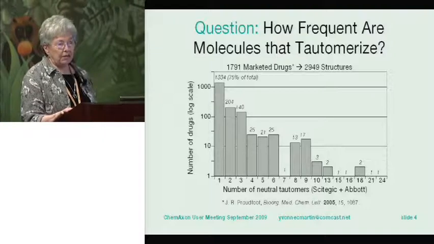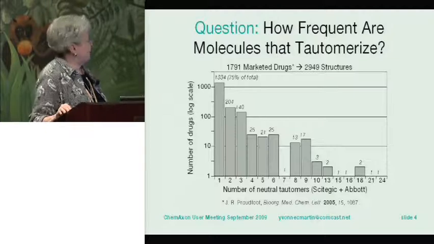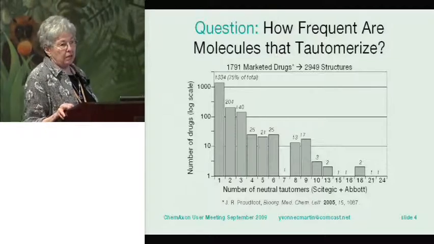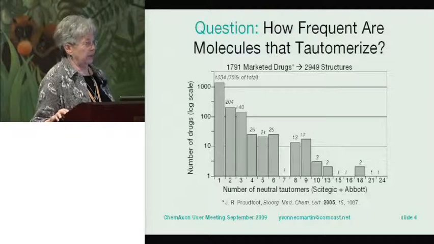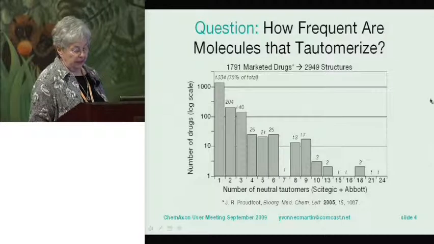These are marketed drugs, so they're generally smaller than the stuff that we're working on these days. But 25% of the molecules of marketed drugs have more than 1 Tautomer. And you see way down at the end, there are many that have more than 10.